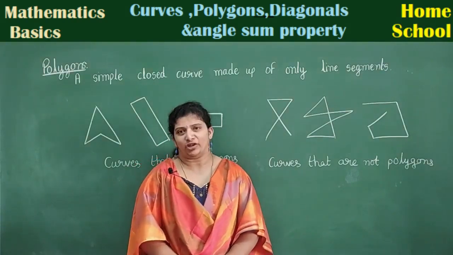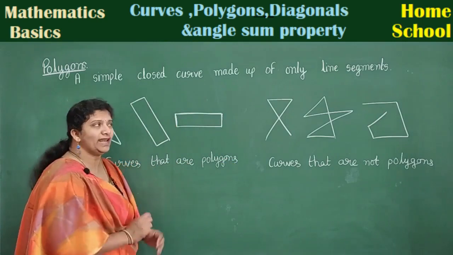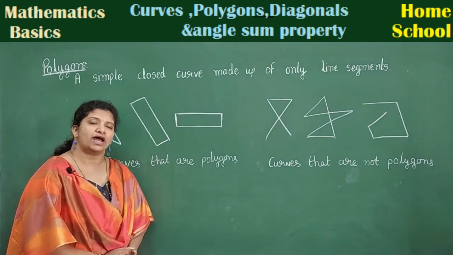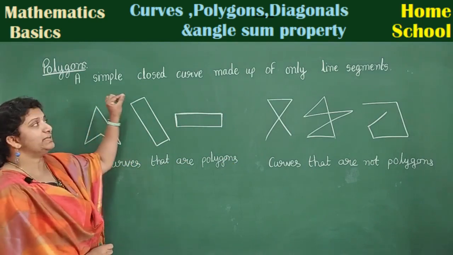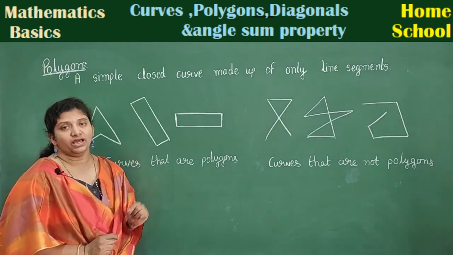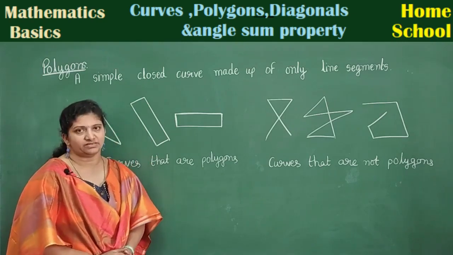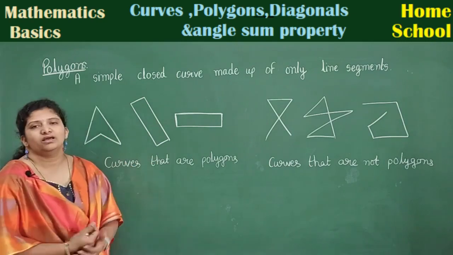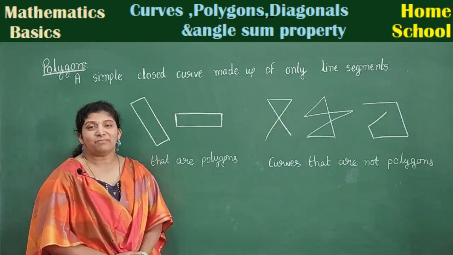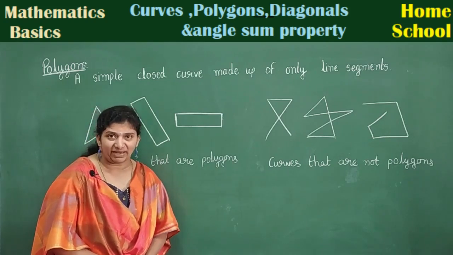Polygons. What are polygons? A simple closed curve made up of only line segments is called a polygon. What is a polygon? It is a simple closed curve, and these simple curves are made up of line segments. Then only we call them polygons. A polygon is a closed curve made up of line segments.